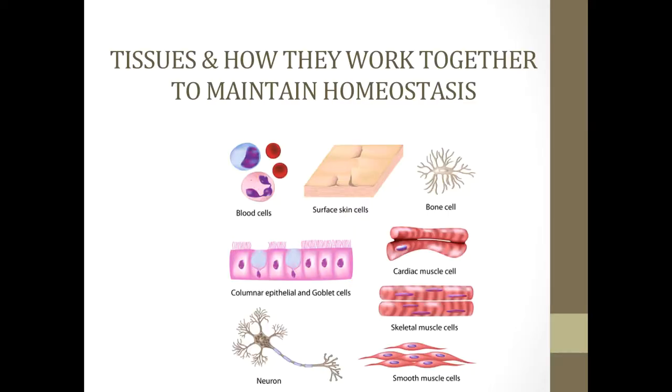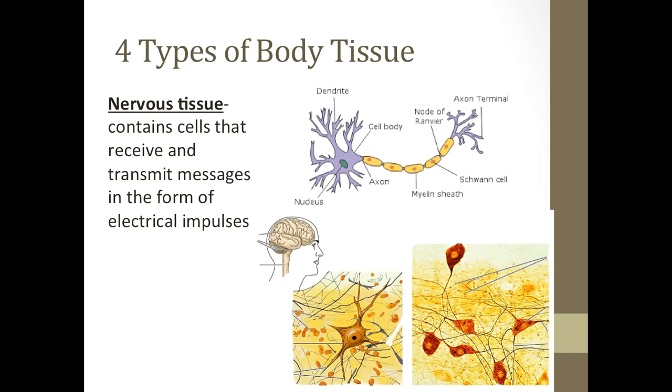Hello everyone. Today we're going to spend a few minutes to discuss tissues and how they work together to maintain homeostasis. As we move through this short presentation, I want you to pay attention to the shape and the appearance of the different types of tissues because that will become very important when we look at what and how they perform their job. All right, so there's 4 different types of body tissues.